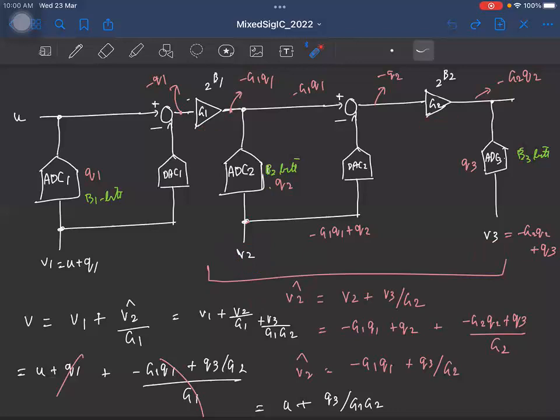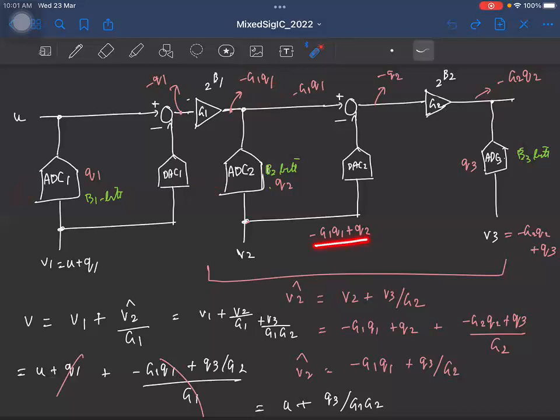That's all. Okay. If you find individual expressions for V1, V2, V3, what do you get? V1 is simply the input plus the quantization noise, U plus Q1. What is V2? V2 is simply the input here, and the input here is minus G1 times the quantization noise you add here, plus the quantization noise you add here. So that is minus G1 Q1 plus Q2.